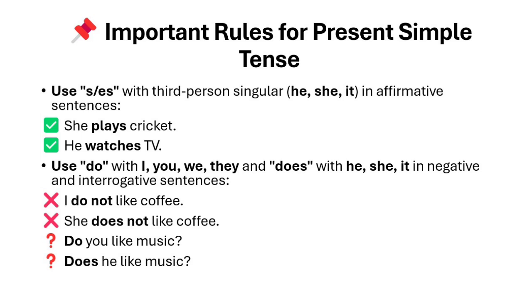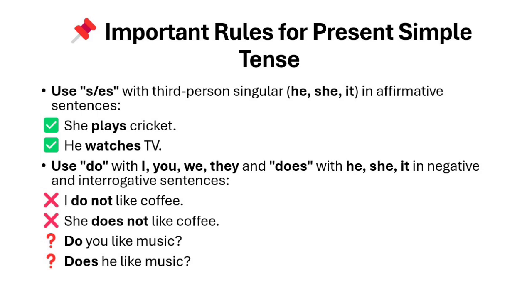Now see the examples. I do not like coffee. Here I is not a third person singular subject, right? For that we are using do here. See the second sentence. She does not like coffee. Here she is a third person singular subject. That's the reason we have used does.